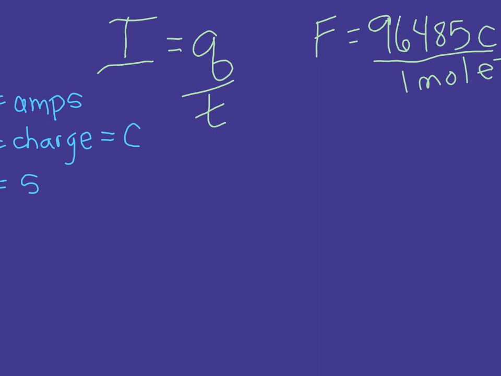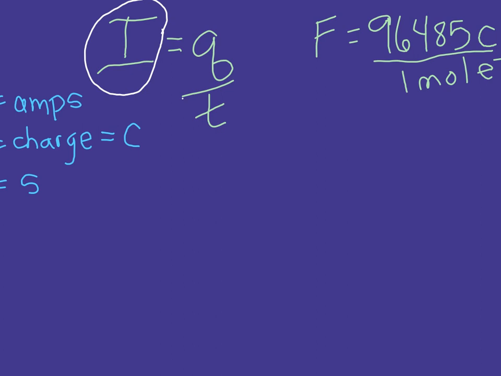So our question reads, how much time is required to electroplate 0.5 grams of gold using a current of 0.6 amps? Well, what do we have and what do we want? Because that's going to be very important to establish. So we know the amps, and we want to know time.